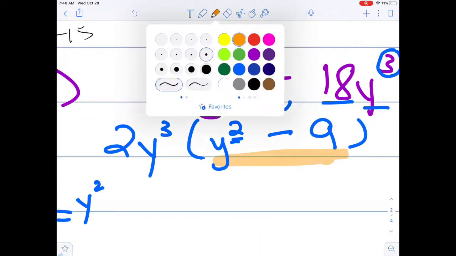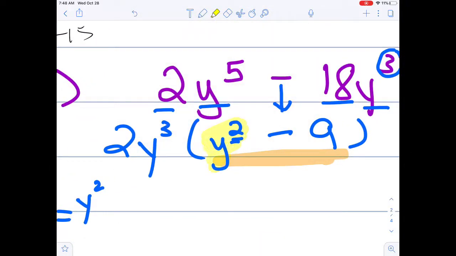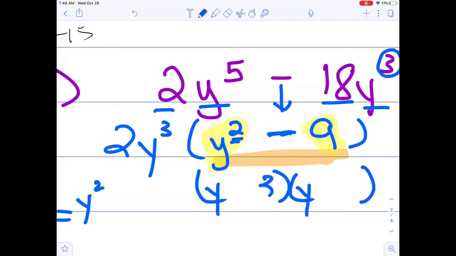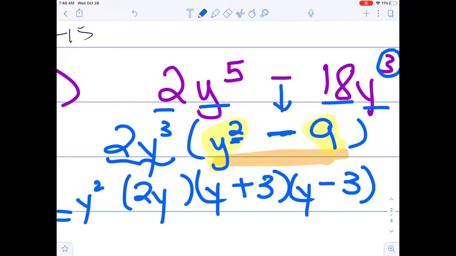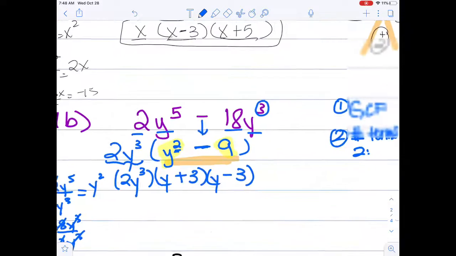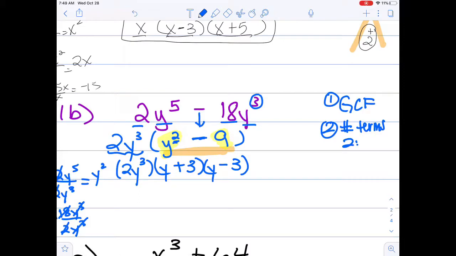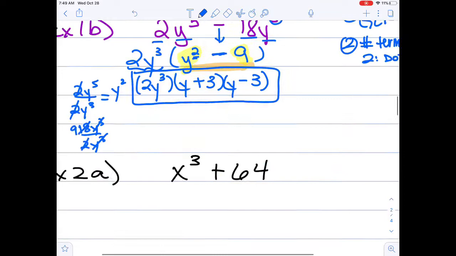Now, here I know that y squared is definitely a square, but also 9 is a perfect square. So we know if we've got a difference of 2 squares, we can set up our factors. We have y and y, the root of 9 is 3 and 3, and they're a difference of each other, which means 1 is positive, 1 is negative, and then we bring this one down. We'll put it in its own parentheses. So that is our factors, and we used a difference of 2 squares to factor this completely.